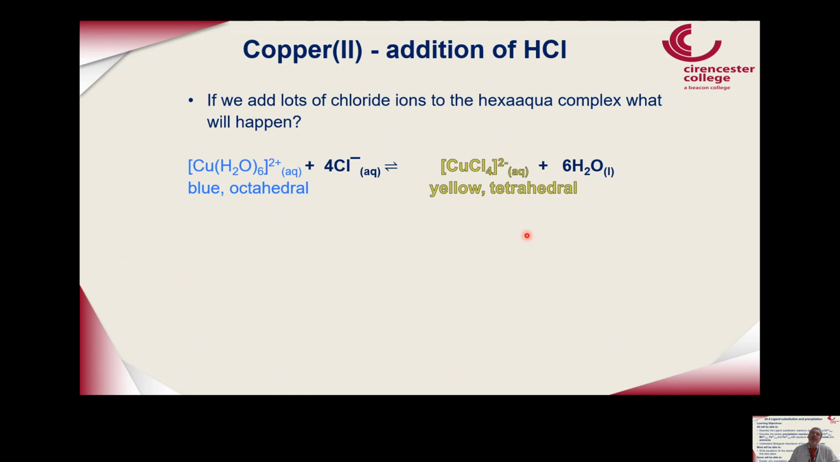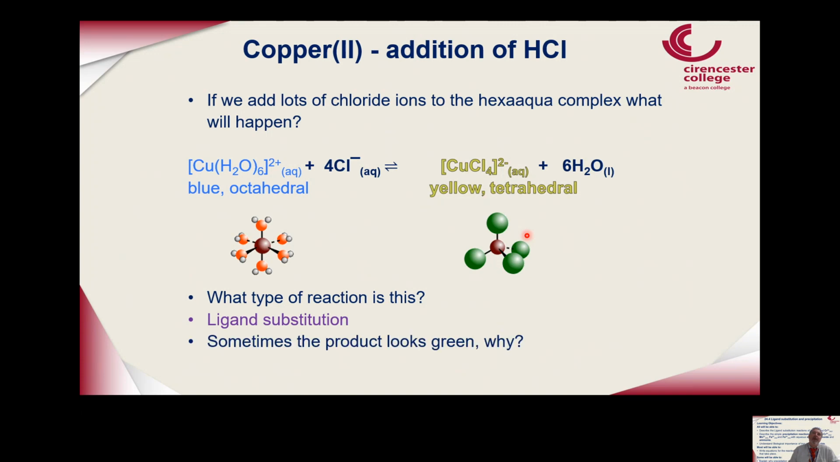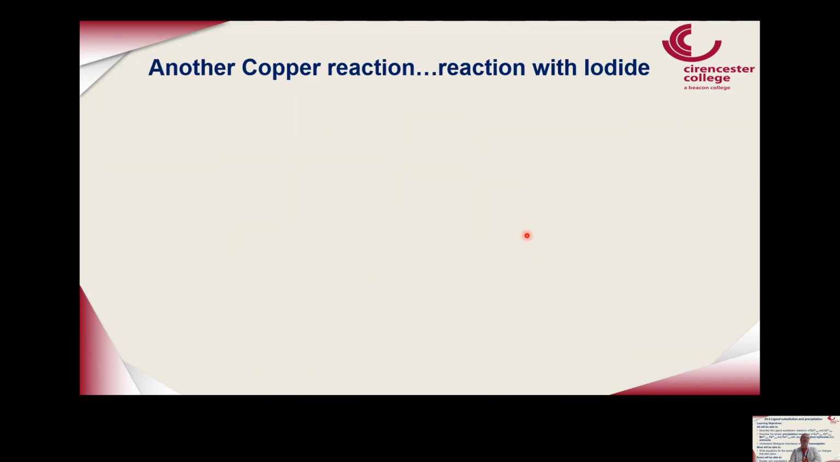So we've got blue octahedral, yellow tetrahedral. What type of reaction is this? Ligand substitution, and we end up with those shapes. Sometimes it looks green rather than yellow. The reason it goes green is because you've got a mixture of blue and yellow, perhaps because you haven't added enough chloride.